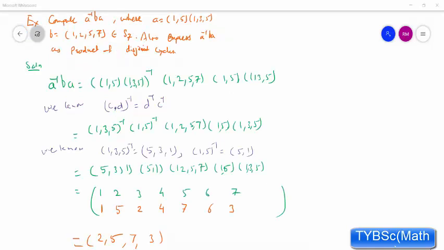Now let us take an example. Compute A inverse B A, where A is given as a permutation that is a product of two cycles. B is also given in terms of a cycle. If you observe, B is 1 goes to 2, 2 goes to 5, 5 goes to 7, and 7 goes to 1, this way. Both these permutations are in the symmetric group S7. Also express A inverse B A as a product of disjoint cycles.